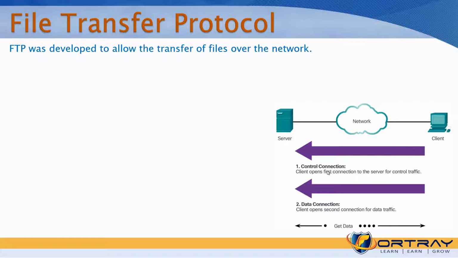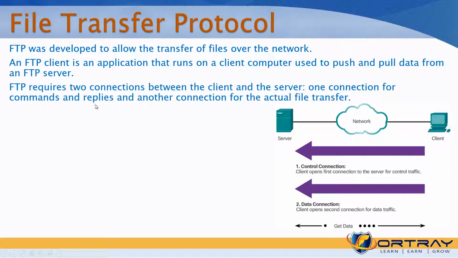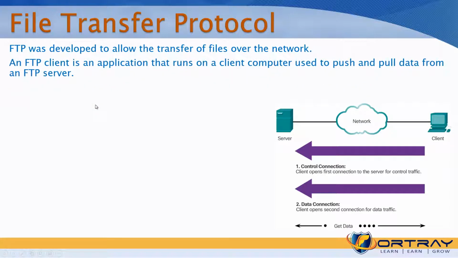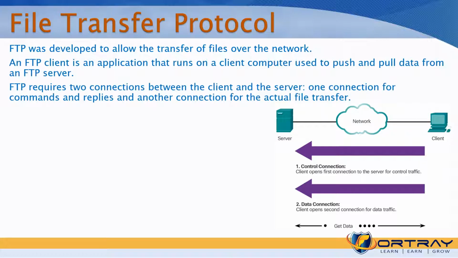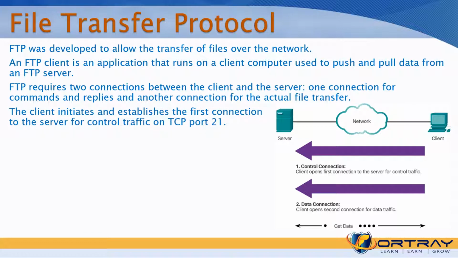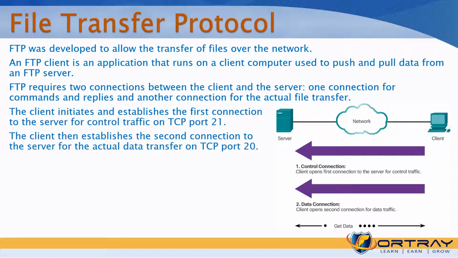So this is the connection request or control connection request. Then there is a data connection. An FTP client is an application that runs on the client computer, used to push and pull the data. FTP requires two connections between the client and server, one for commands and the other for the transfer of the data.